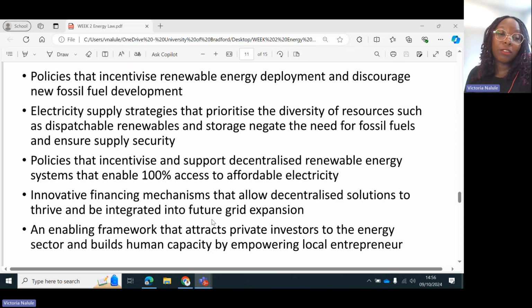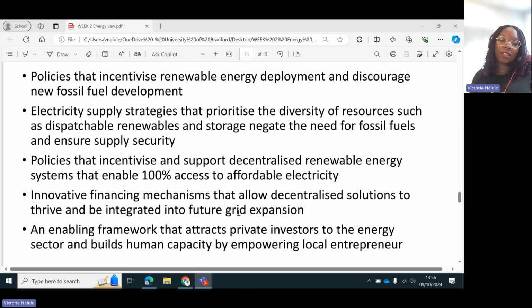Then also there is a need for innovative financing mechanisms that allow decentralized solutions to thrive and be integrated into future grid expansion. So with renewable energy, it's not that it's cheap. Some are cheap, but also others are expensive. So you need to have financing mechanisms that would make it easy for investors to invest in renewable energy.